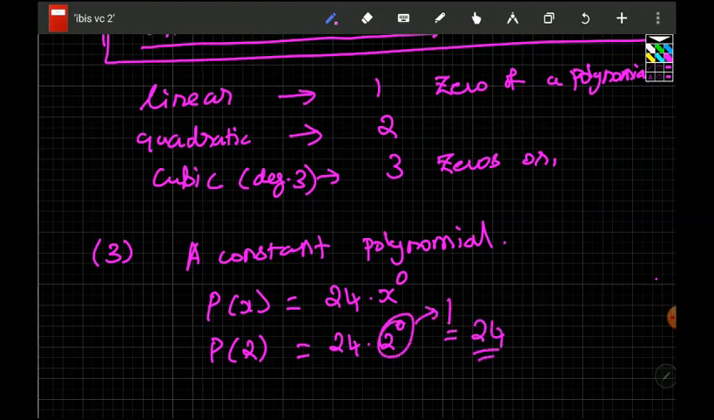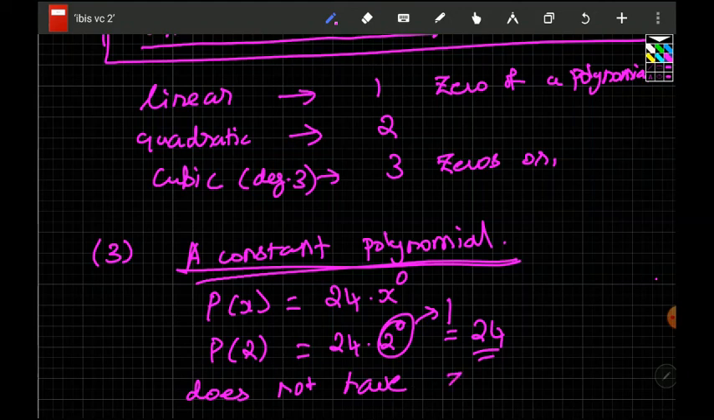See, a constant polynomial is just a number. If it is 0, that is the zero polynomial. If it is a constant, it is a non-zero value. A non-zero value cannot become 0. That is why a constant polynomial does not have a zero of a polynomial.